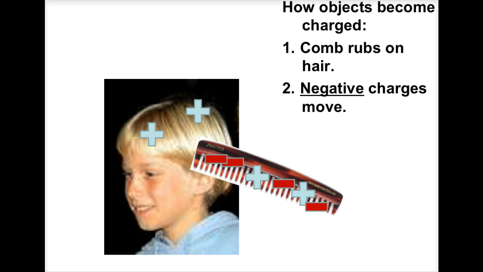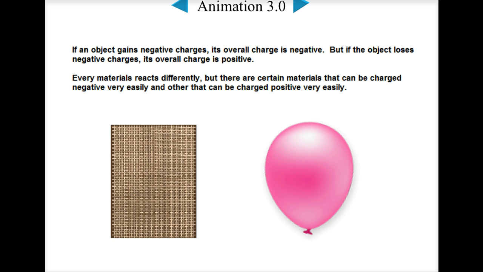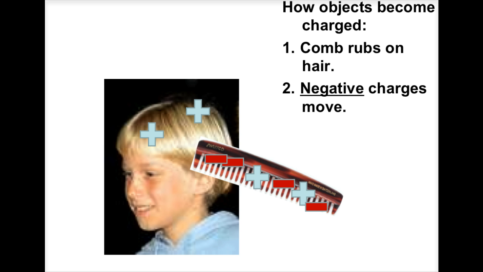Now, originally, the hair and the comb were both neutrally charged, meaning that they had the same number of positive and negative charges. However, when the comb rubbed through the hair, the negative charges moved from the hair to the comb. That means that the comb now has more negative than positive charges, so it makes it a negatively charged object. And the hair has more positive charges left, so that makes it a positively charged object.